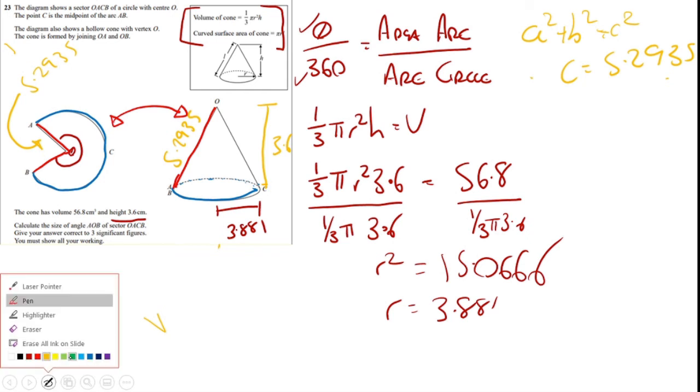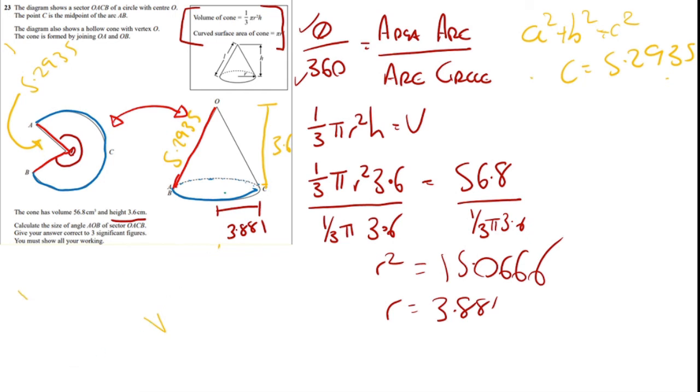So now we're sort of getting somewhere. Now we can find out the area of the sector if it was a circle. Yeah. So if it was a circle, it's just going to be pi r squared. Okay. Which is going to be pi times 5.2935 squared. So I'm going to square that answer and then times it by pi, which gives me 88.034, which is the area of the circle.